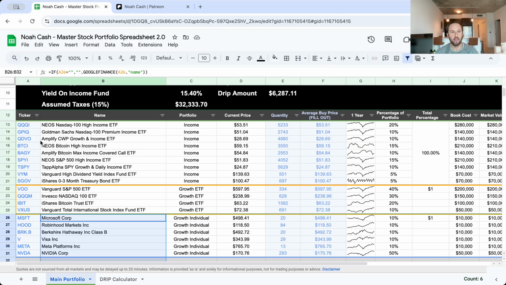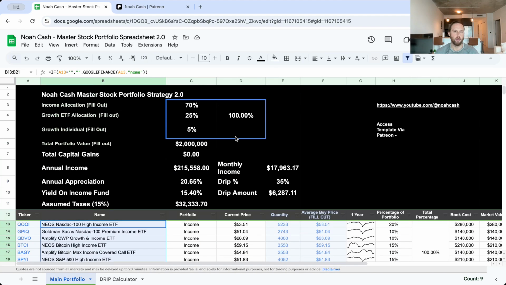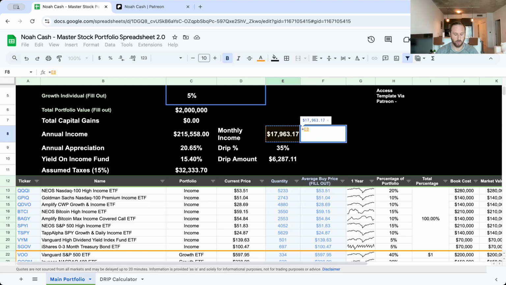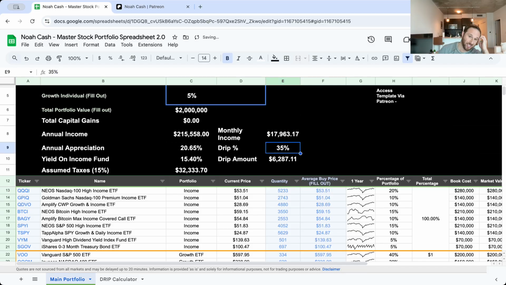All right. So with these income funds, and that's primarily what we're focused on for this example, is income. As I mentioned, from the 2 million, we're going to allocate 1.4 million to income. And that $1.4 million is going to generate us 215K in annual income. Okay. And with that annual income, that generates 17, 18K in monthly income. And as I mentioned, we're going to use 65%. We're going to use 12K of it to live on, but 6 to 7K, we're going to drip. We're going to drip that amount.